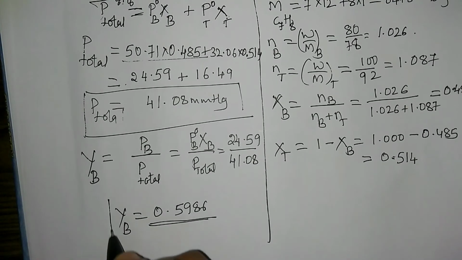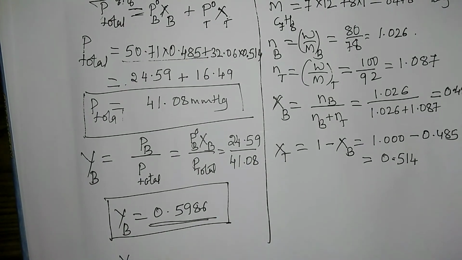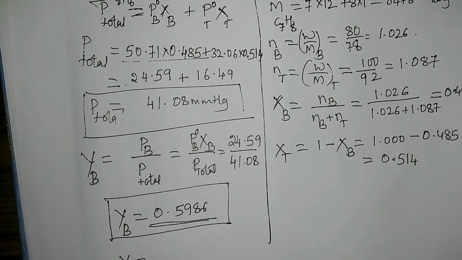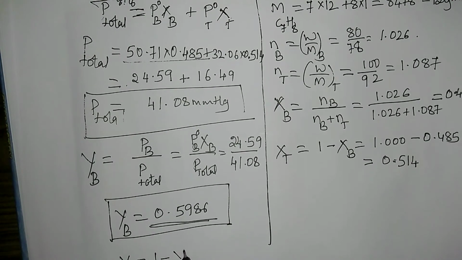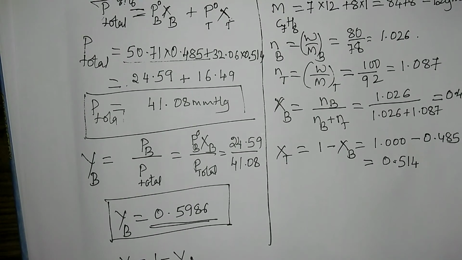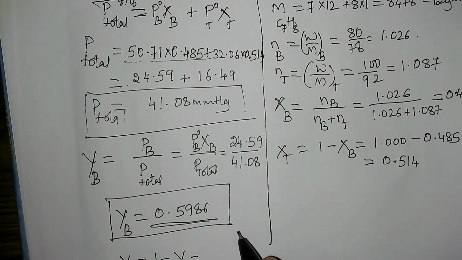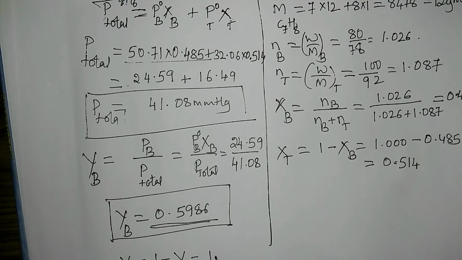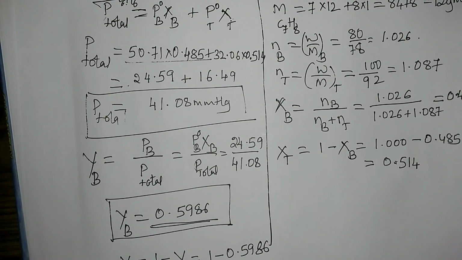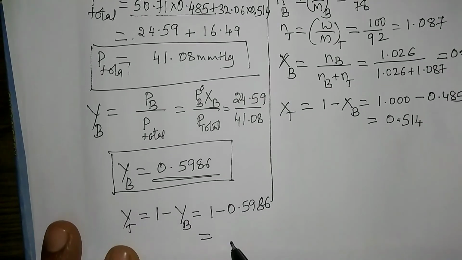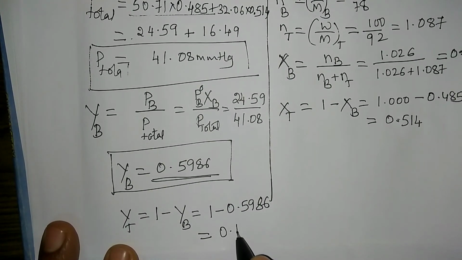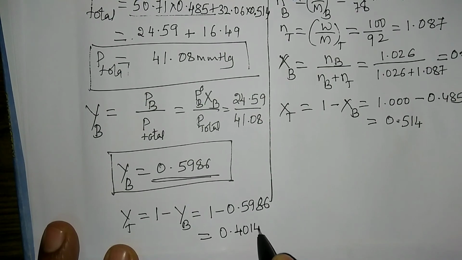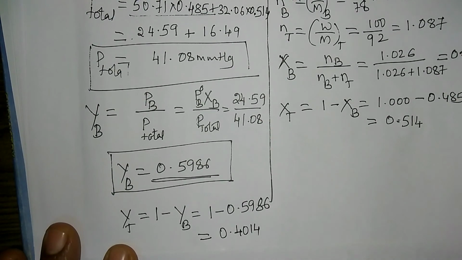This 0.5986 is what they have asked. Suppose they ask you to calculate the mole fraction of toluene in the vapor phase, that is 1 minus the mole fraction of benzene in the vapor phase, that is 1 minus 0.5986. Simplify it, pause the video, and you will get 0.4014.